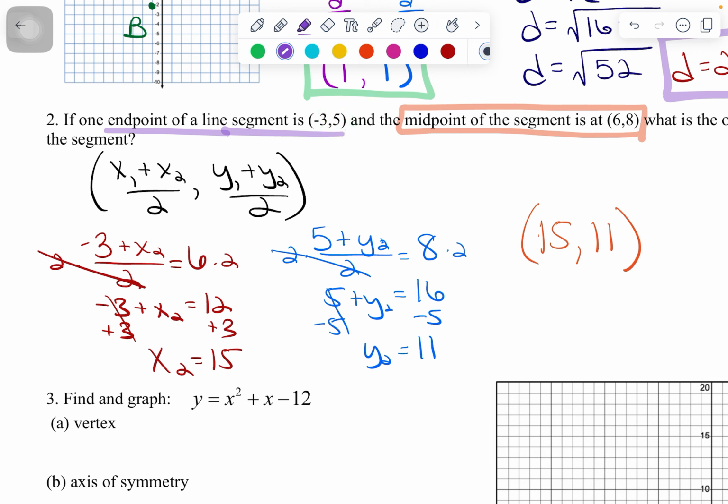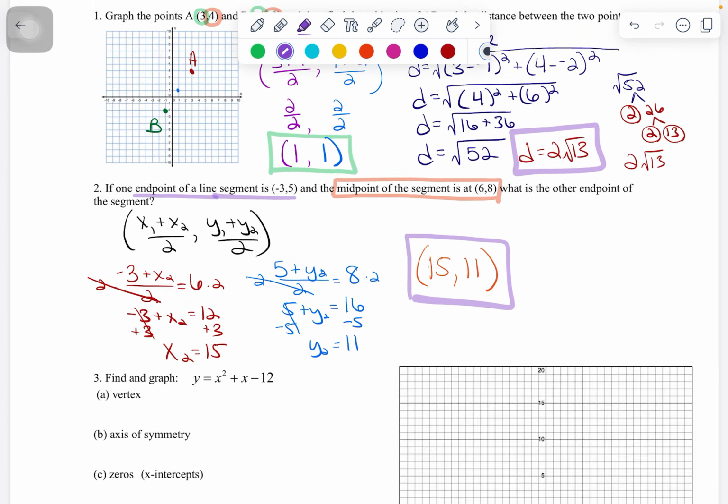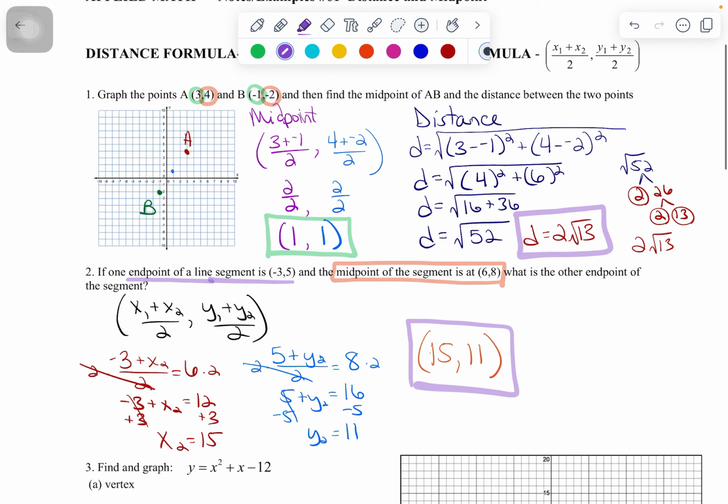I like this. And speaking of good places, this is going to be a good place for me to stop this video. So we've covered question 1 and question 2 on distance and midpoint formulas. I'm going to go ahead and cut the video here.